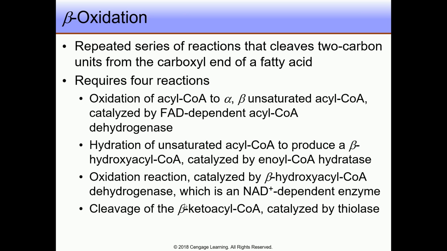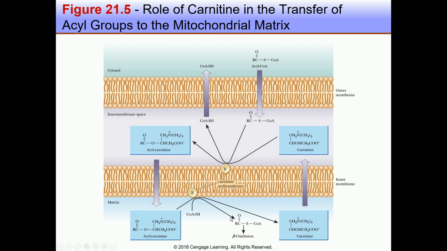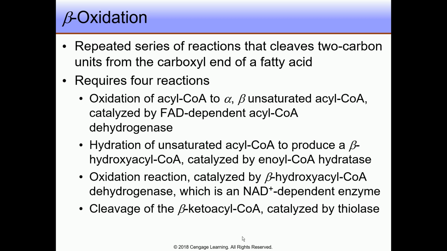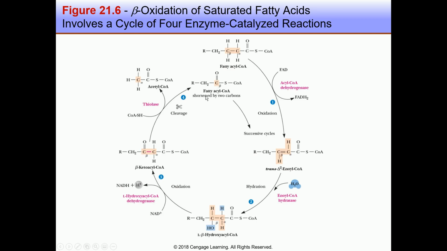Okay, now after that what happens to this compound? It goes through beta oxidation. Now beta oxidation has 4 steps, which you need to understand. So repeated series of reactions. So in beta oxidation it involves 4 different steps, and in those steps every cycle cleaves 2 carbon units from the carboxyl end of the fatty acid. It cleaves 2 carbon units from the carboxyl end of the fatty acid. So let's see what happens here.